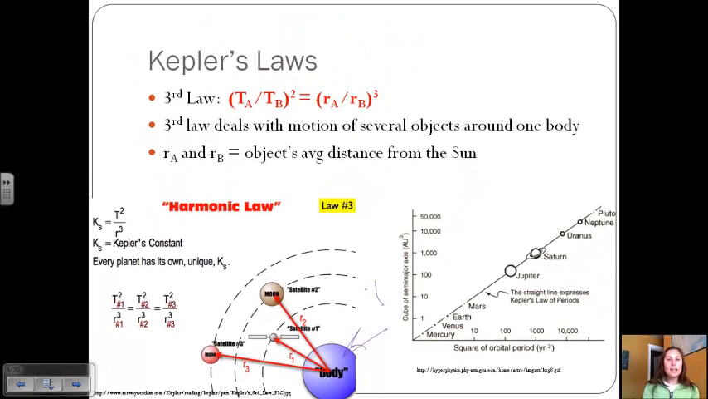And so R sub A and R sub B are the object's average distances from the sun. For example, on this picture, we have them labeled as R1, R2, and we're looking at three different objects, so R3. So that's the distance from the center of our main body to the center of the objects. And T sub A and T sub B represent the period of each object. So how long does it take each object to do one full rotation around whatever our main body is?